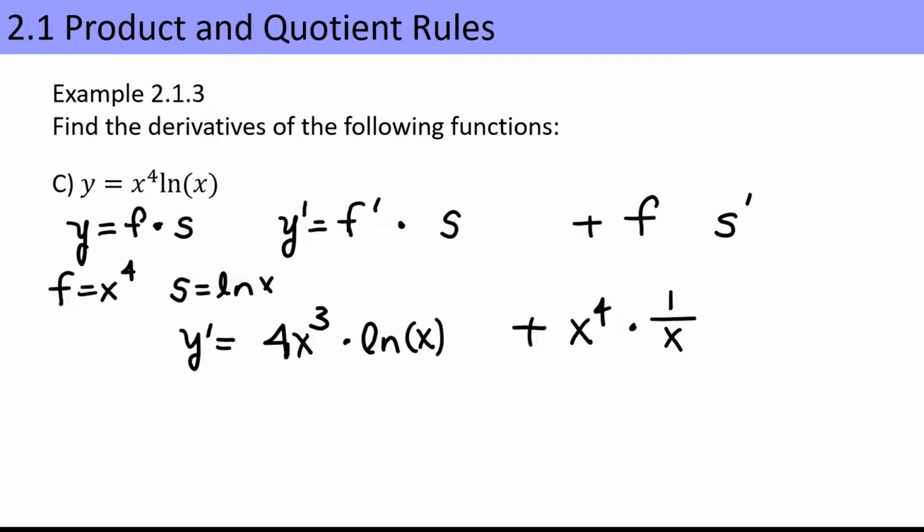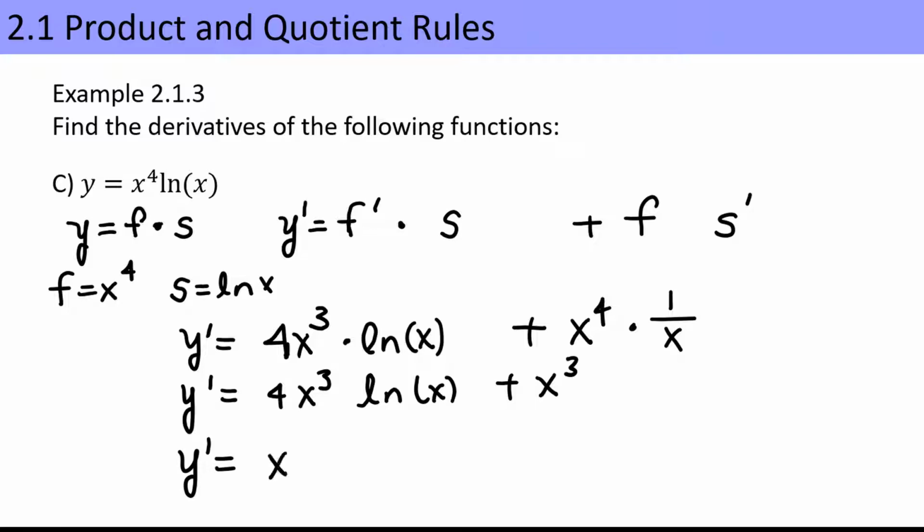Now, let's do some algebra cleanup. We have that y prime is equal to 4x cubed ln of x plus x to the 4th divided by x is just x cubed, and we can factor out the x cubed from both terms. So the final algebra step, factor out x cubed, and so for the first part you have 4 ln of x remaining, and x cubed divided by x cubed is 1.